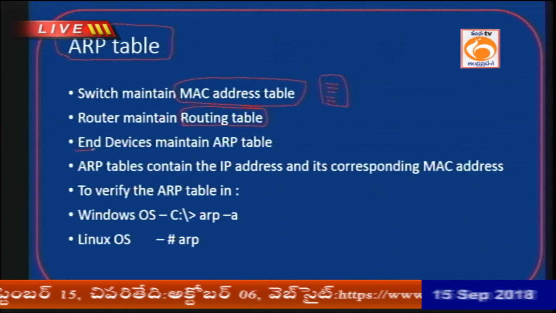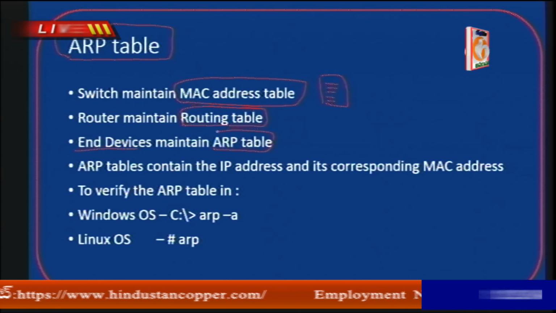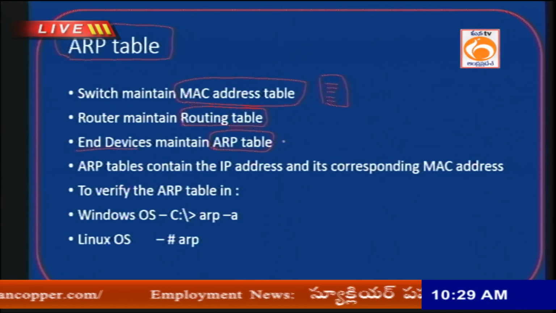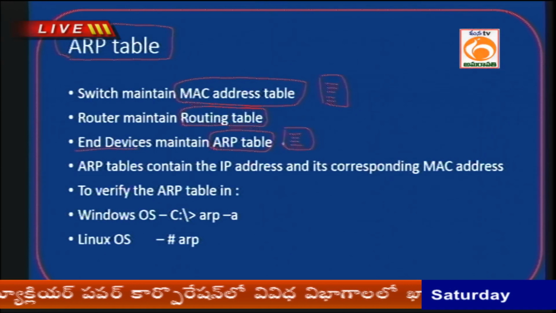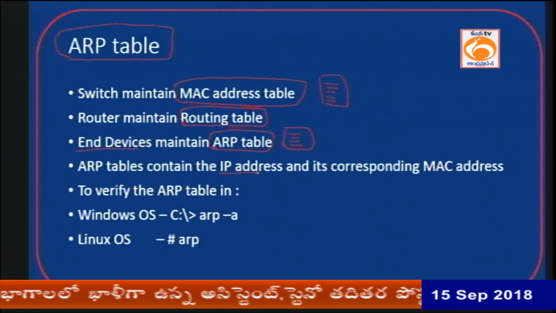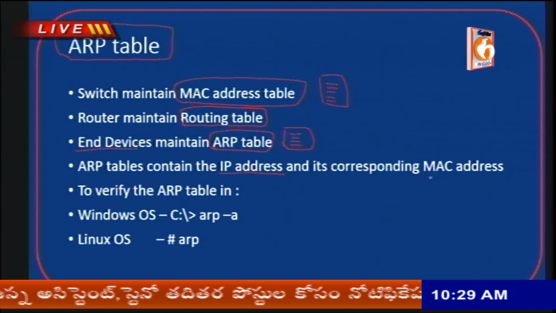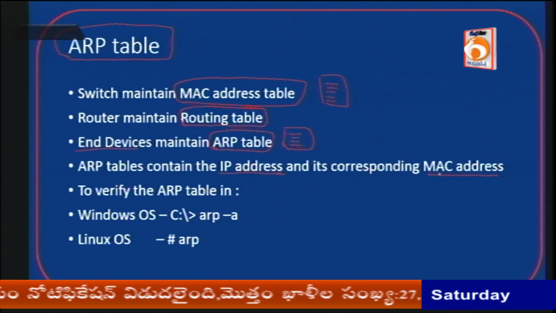Whereas these computers and servers, the end devices, maintain the ARP table. And we have just observed in one of the computers, it was empty. But as and when you send and receive data, the ARP table will be built. The ARP table will contain the IP address of the device to which you communicate and its corresponding MAC address.